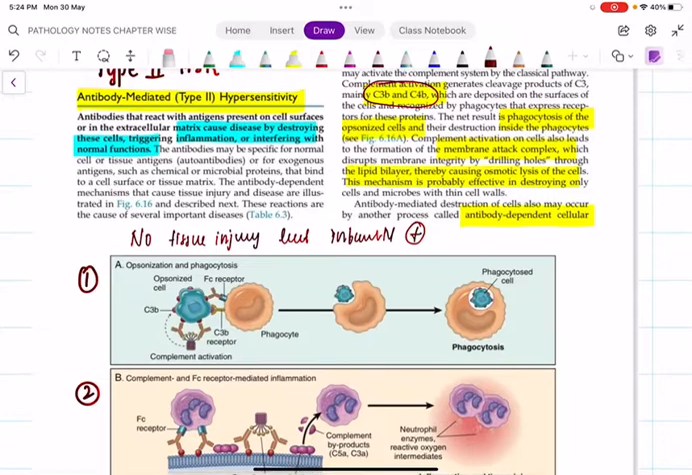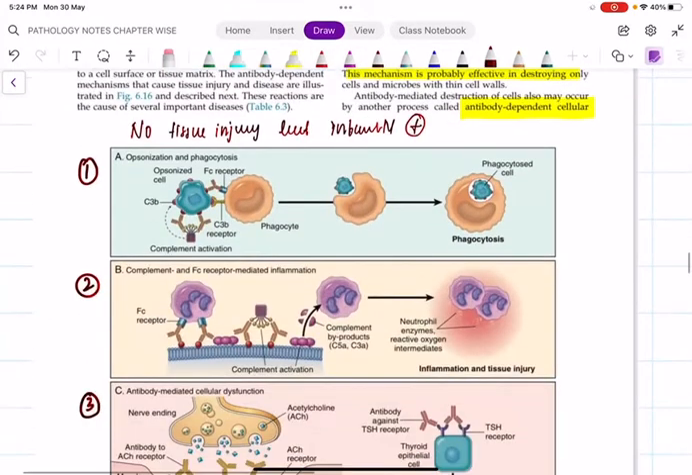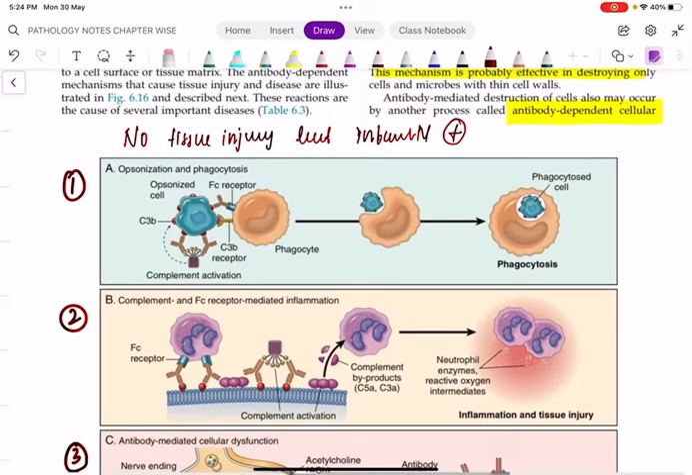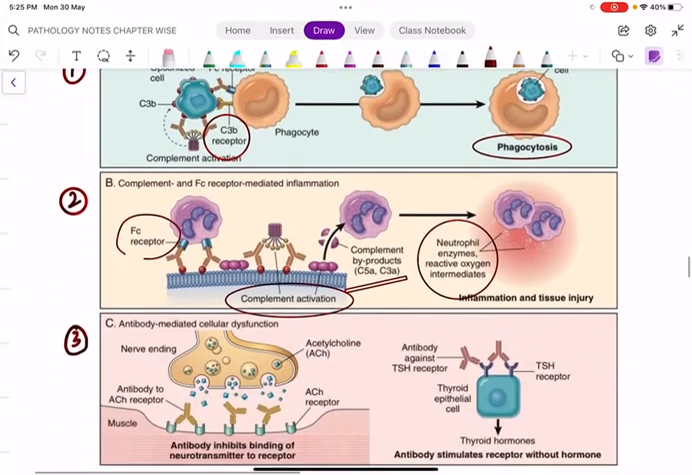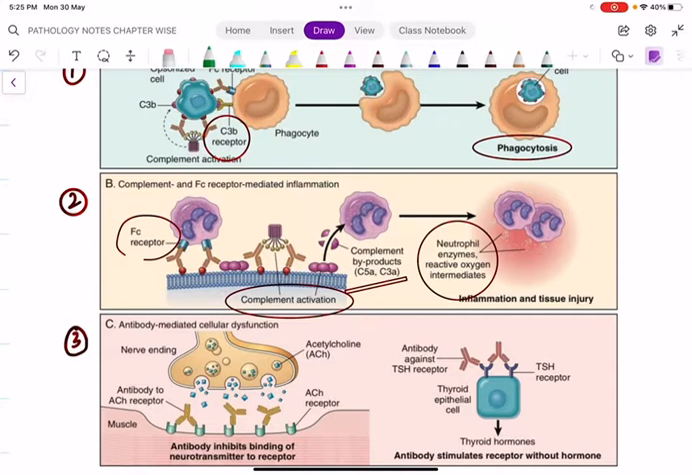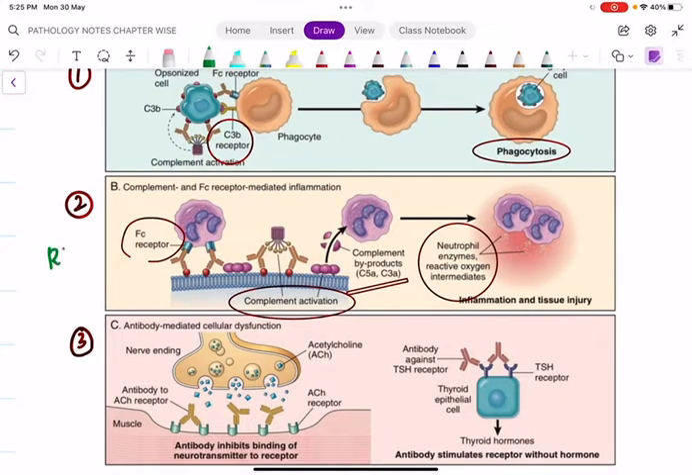So what are the two? So far I have discussed two pathways. Number one, opsonization and phagocytosis via C3b receptor. Finally, phagocytosis will happen. This is one mechanism. Second mechanism, the FC receptor may cause complement activation, C5a, C3a. Finally, this will induce neutrophil enzymes and reactive oxygen species intermediates. Here comes a very, very important question. Which of the following mechanisms of type 2 hypersensitivity reaction is mediated via ROS, reactive oxygen species? The answer is complement and FC receptor mediated inflammation. Very important.